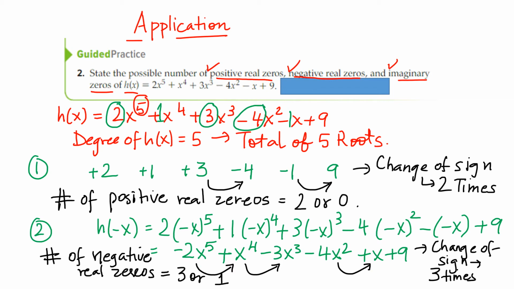So this is one part where we have got the positive real zeros and negative real zeros. We still are left with imaginary zeros. So for that, now we are going to proceed to the next slide and tabulate our answer.